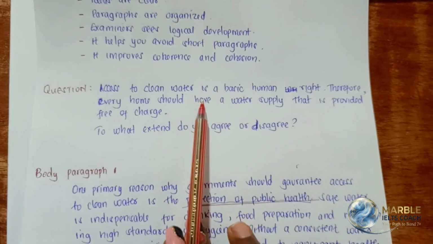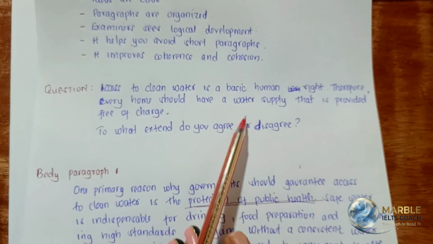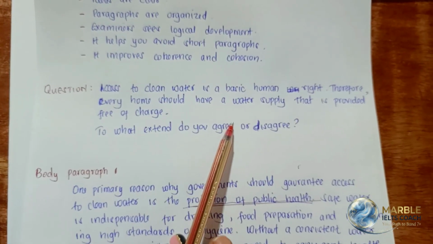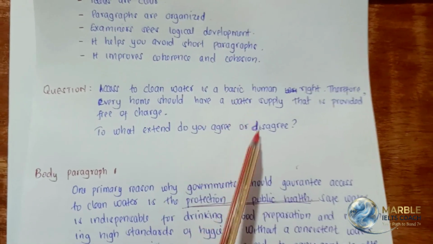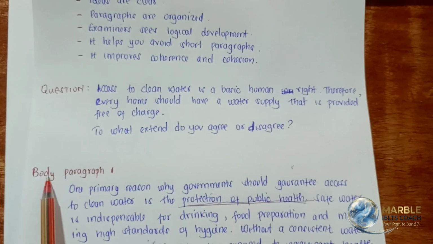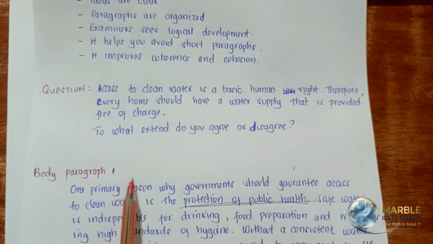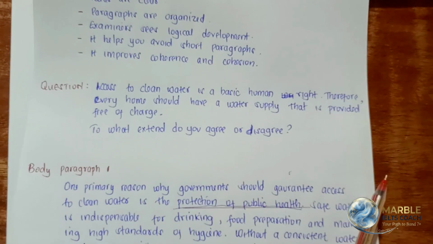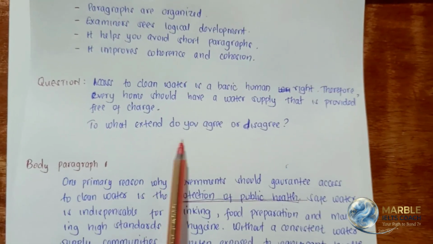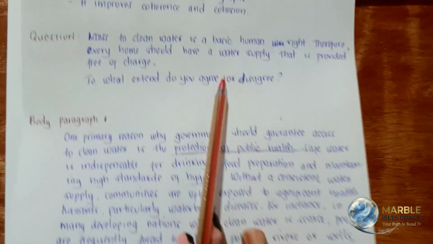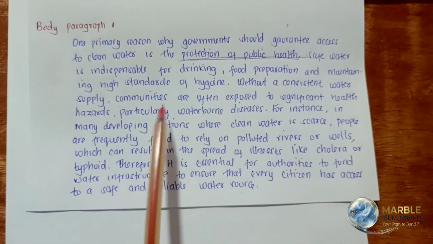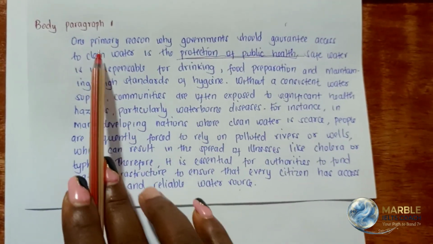When you see such a question, the first thing you should do is plan. And when planning, you'll write down at least 2 ideas that you're going to have in body paragraph 1 and another idea for body paragraph 2. So always plan before you start writing. So for my body paragraph 1, this is what I wrote.